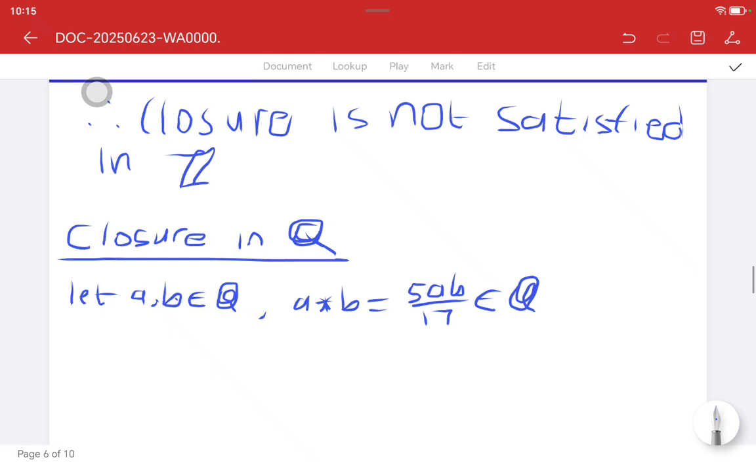Counterexample, we can use it to disprove. So there's no need for us to check a counterexample with this one. So closure in this is satisfied. Therefore, closure, I can say, closure, I just remove "not". It is satisfied in Q.